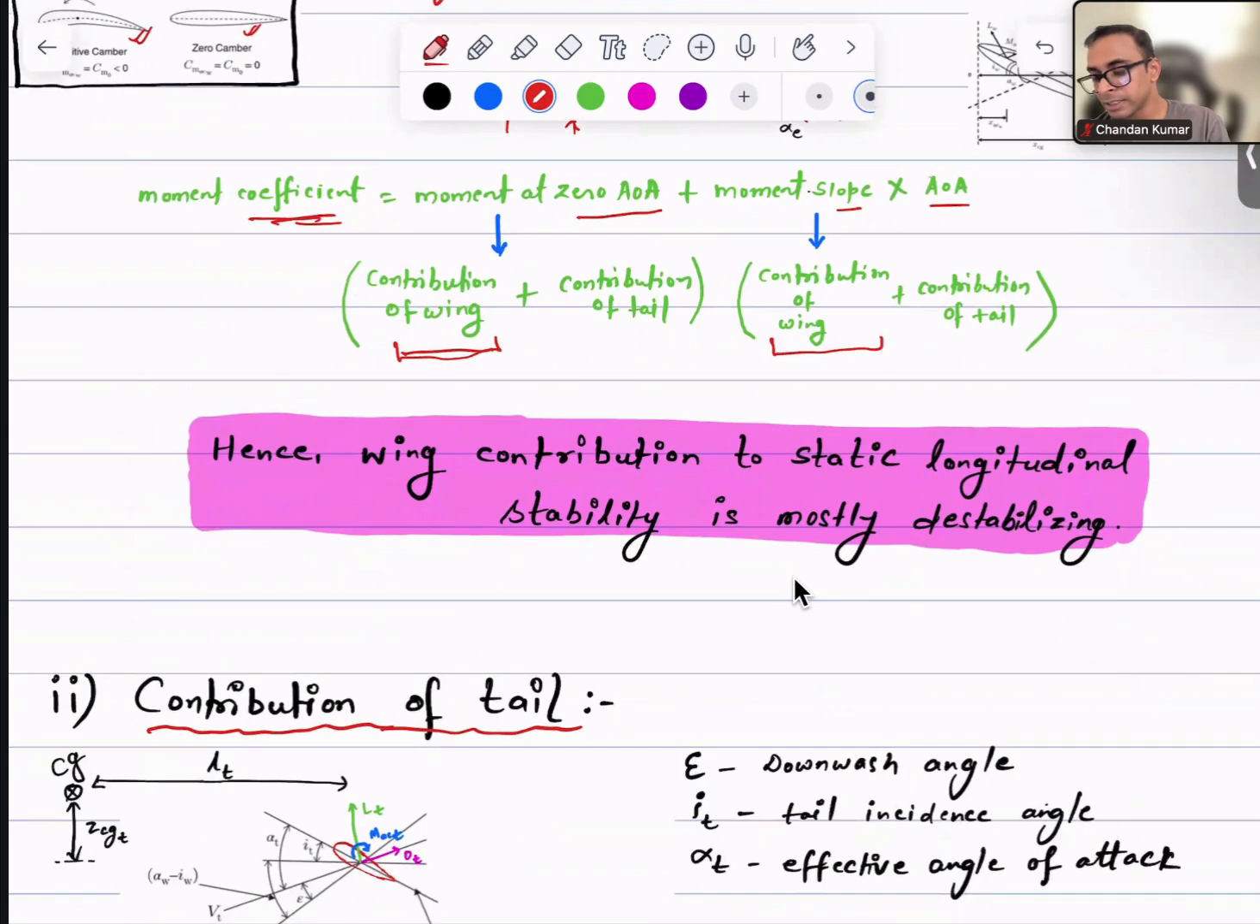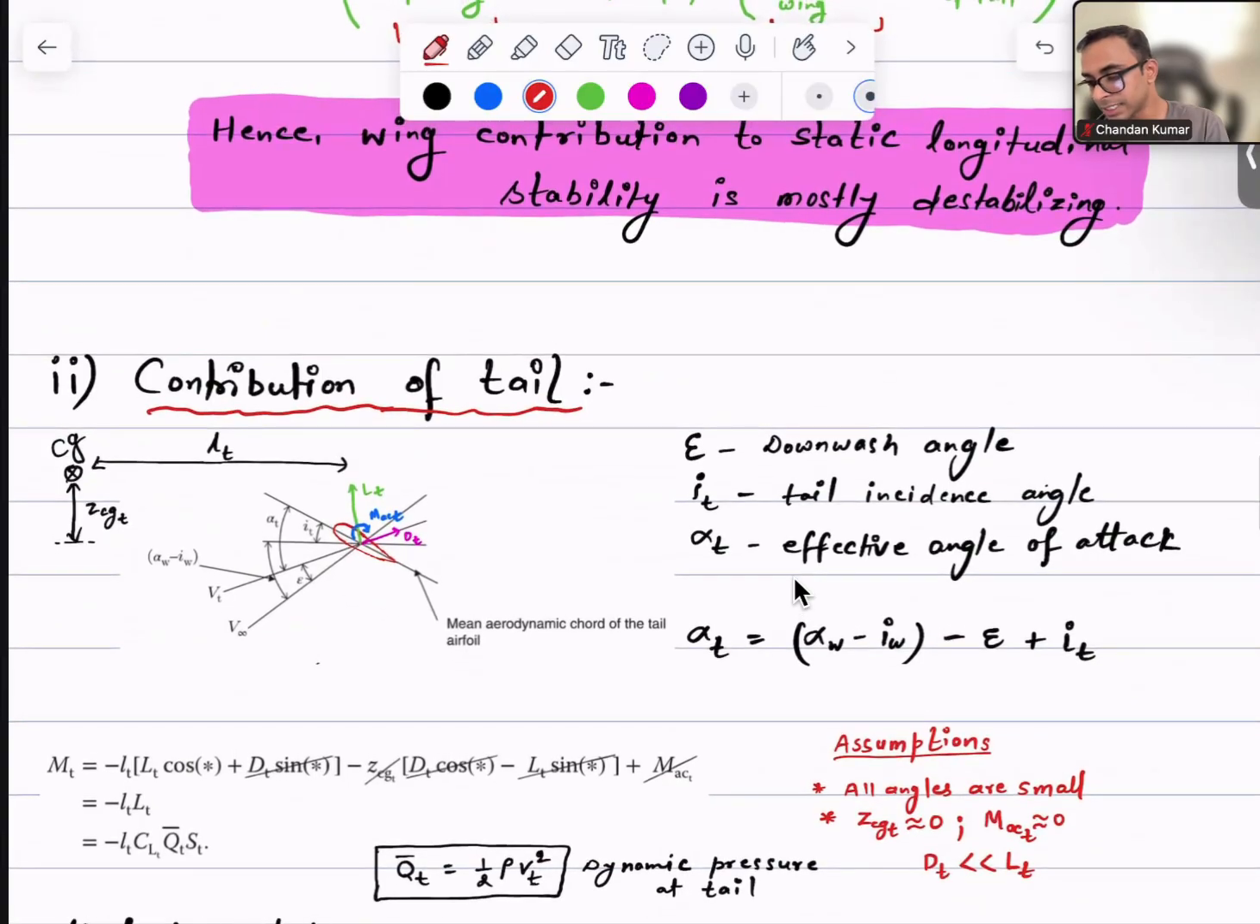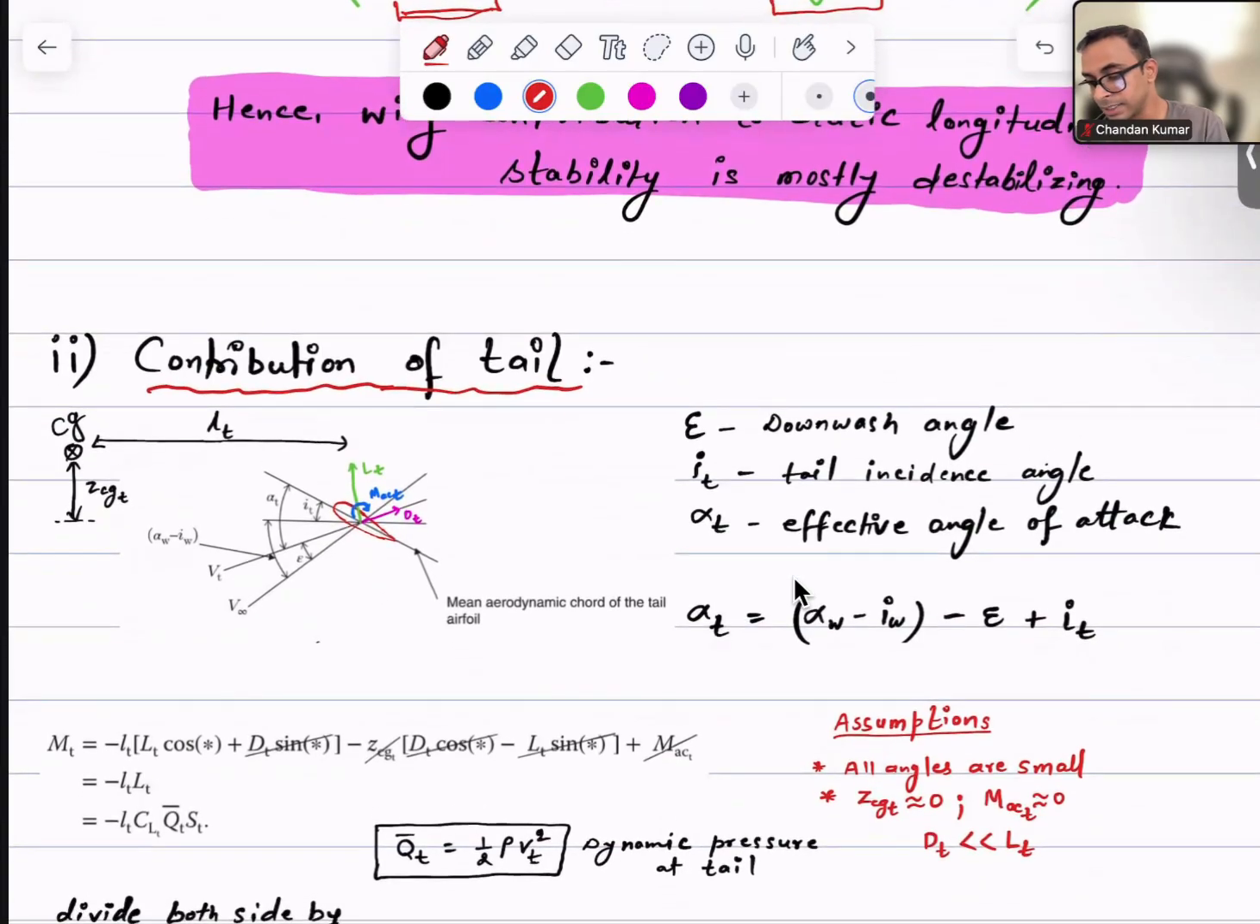So we made the conclusion about what we are getting from the wing contribution. Now we will look into how the tail is contributing to longitudinal stability. So we have a figure over here. We can just analyze this figure and get acquainted with the variables before we get into the mathematical details.